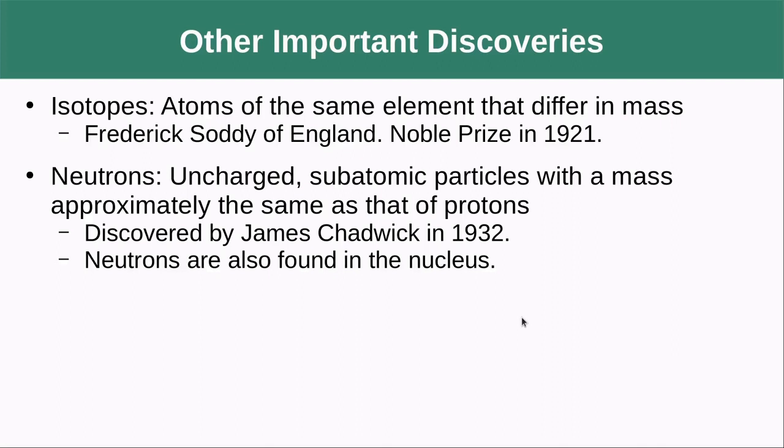Isotopes. Isotopes are atoms of the same element that differ in mass. So we actually do have elements that have different masses. This is in contradiction to Dalton's theory, but the difference in mass is so minute, he really didn't have a good way of measuring that at the time. In order to justify that, we have neutrons. These are uncharged subatomic particles with a mass that is approximately the same as protons.